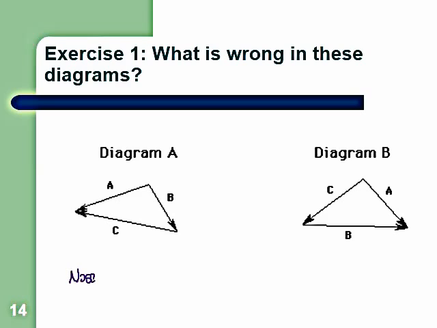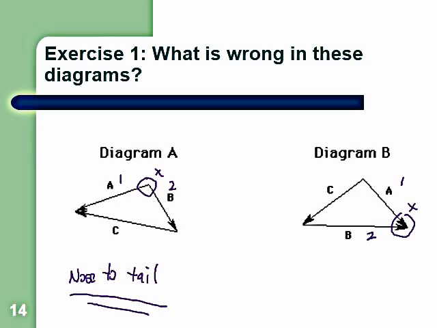nose to tail. Okay, so A here is the first vector, B is the second vector. So let's have a look if we've done the rule. Here we have A and B combined. You'll notice that it's actually tail to tail, so it's not the correct way of drawing it. In example B, here we have head to head. Again, not right. You need to draw your vectors nose to tail.